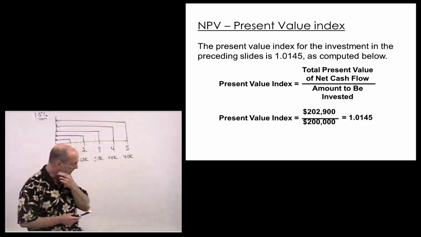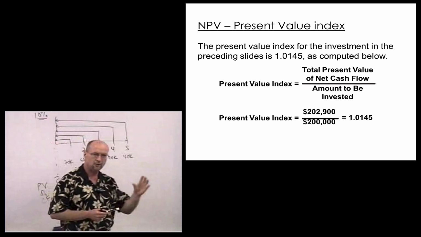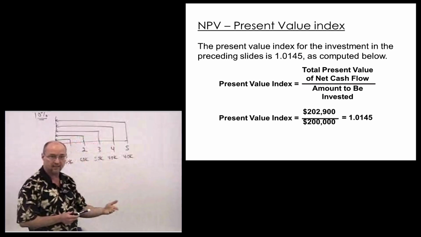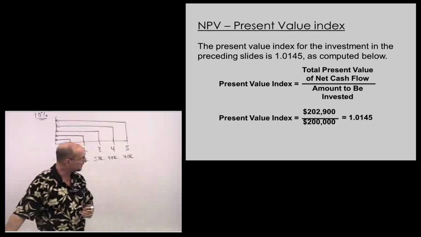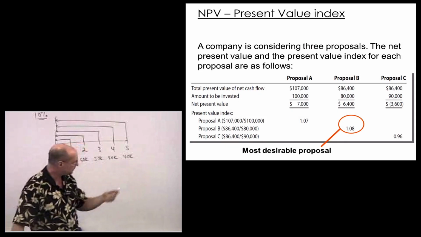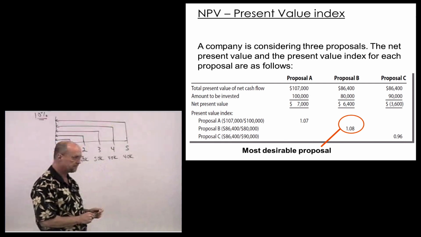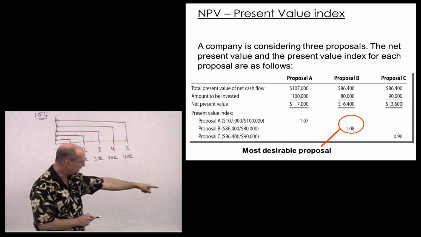It's a positive number. This is a useful tool when we're evaluating several different possible investments, and they may cost different amounts and generate different cash flows. Dollar for dollar, we can then compare them side by side. Okay, so in this example, we have three proposals. On the top is the present value of the net cash flows, that's inflows minus outflows, divided by the cost of the investment. Okay? And there's the present value index towards the bottom.